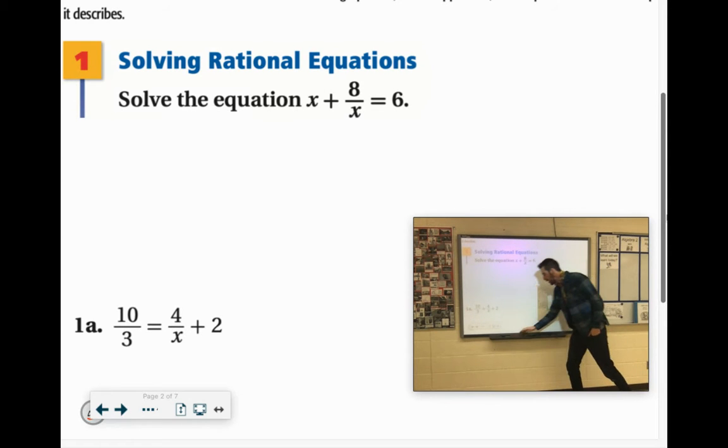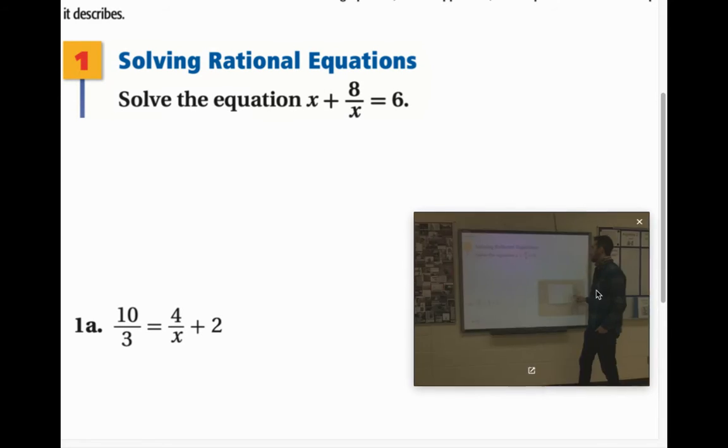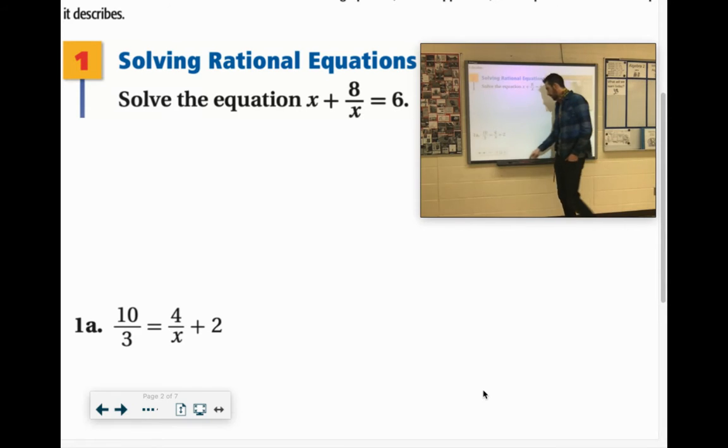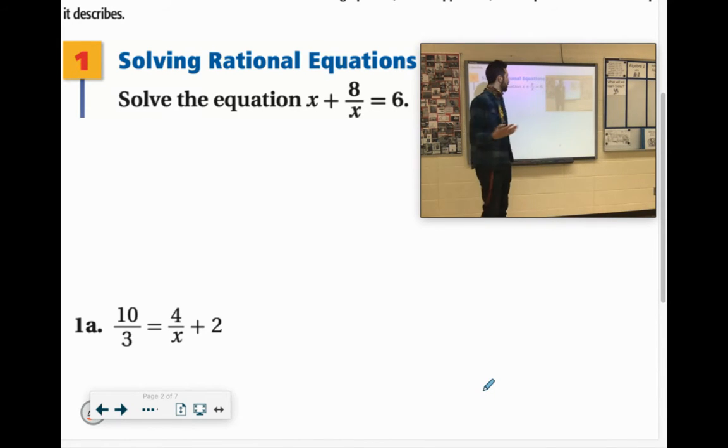When you have fractions, you can multiply everything in that equation by the lowest common denominator, and it'll clear out those fractions. So if you look at this first example, we have x plus 8 over x equals 6. We can multiply everything by the common denominator, and there is only one denominator, and it's x. And that'll clear the fractions.